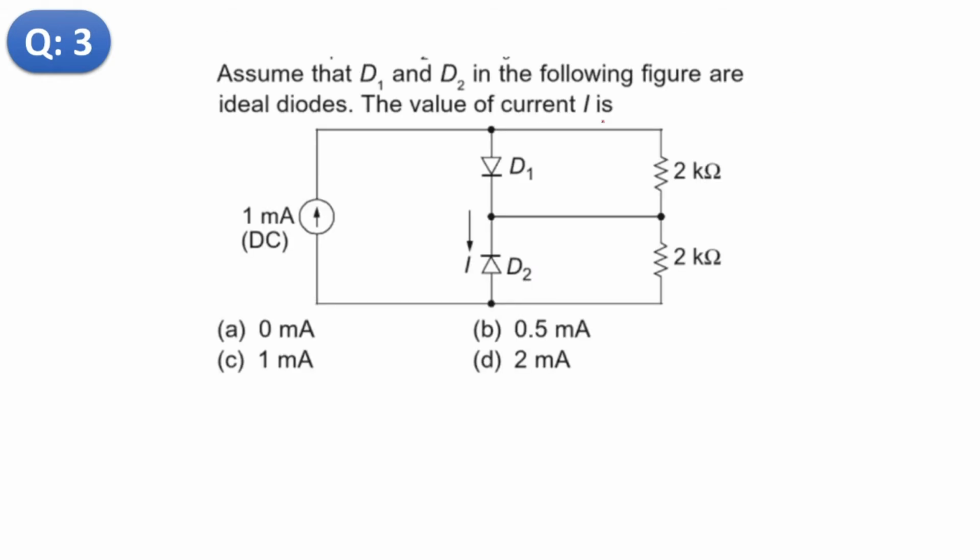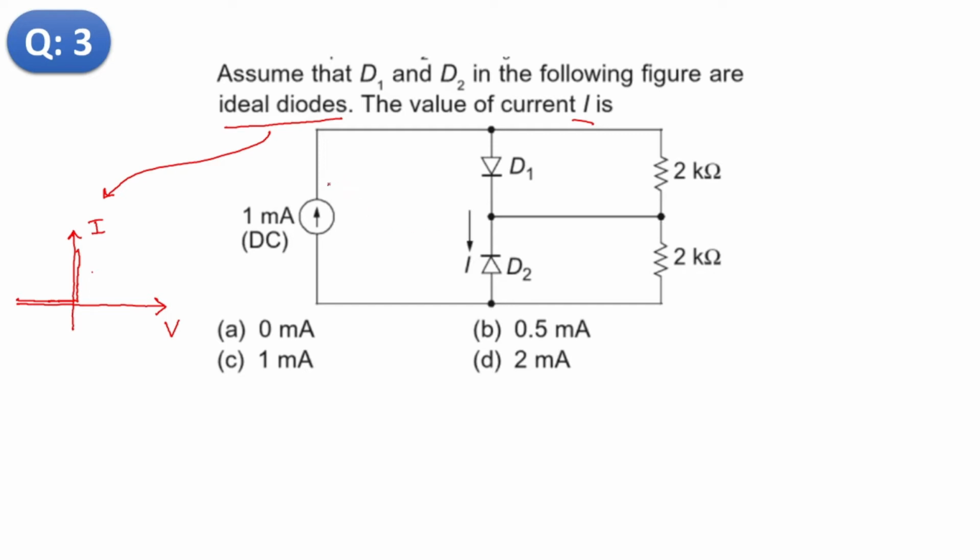Now question number 3. Assume that D1 and D2 in the following figure are ideal diodes. Ideal diode means the characteristics of an ideal diode are like this. This is voltage and this is current I. In the case of ideal, there is no current for V less than 0, and it behaves like a short circuit after V equal to 0. We require the current I in this branch. This is a very simple concept, no problem with this.